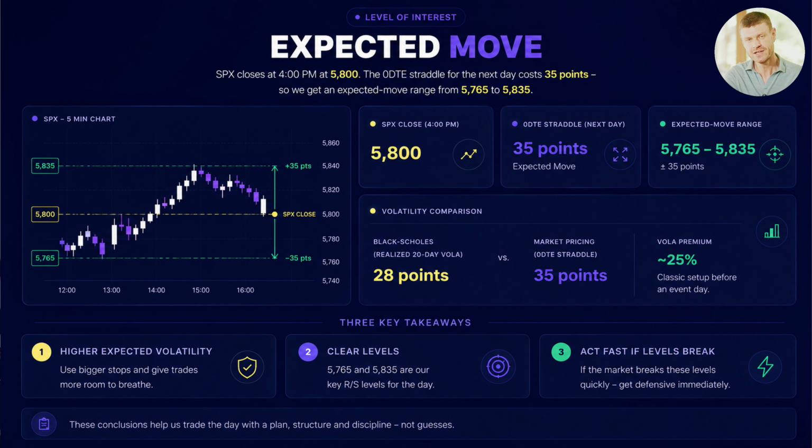From this, we draw three conclusions. First, higher expected volatility, meaning wider stops. Second, clearly defined levels at 5,765 and 5,835, which we can use as support and resistance. Third, if the market breaks these levels quickly, immediately become more defensive. This is exactly the kind of structured preparation we do at TradeNeon every single day.